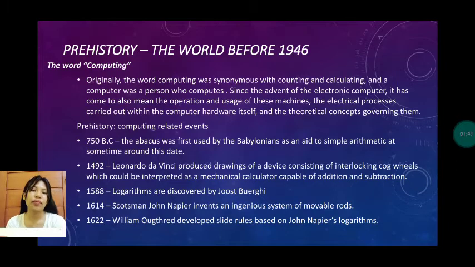So, computing-related events. In 750 BC, the abacus was first used by the Babylonians as an aid to simple arithmetic at some time around this date. In 1492, Leonardo da Vinci produced drawings of a device consisting of interlocking cogwheels which could be interpreted as a mathematical calculator capable of addition and subtraction. In 1588, logarithms are discovered by Jost Bürgi. In 1614, Scotsman John Napier invents an ingenious system of movable rods. In 1622, William Oughtred developed slide rules based on John Napier's logarithms.